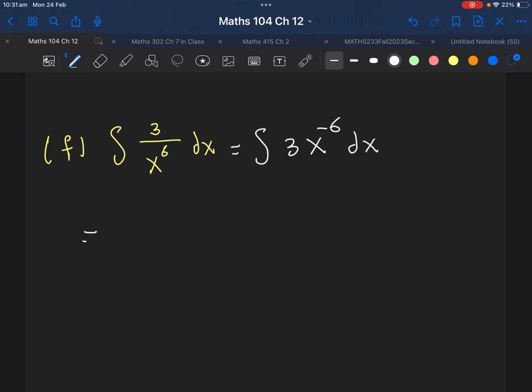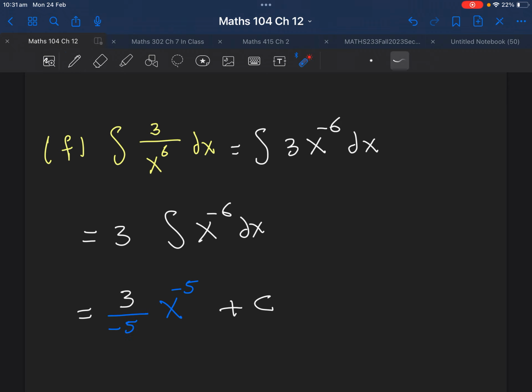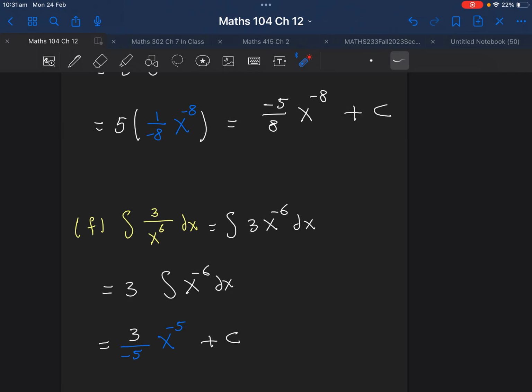This one would be just 3 integral x to the negative 6 dx. And now if I do it in one step, this will be 3 x to the negative 5, because negative 6 plus 1 is negative 5, and then you divide by negative 5. Of course, don't forget plus c. Now remember, the one in blue is the result of the integration. So when you do the integration, we take it in blue.